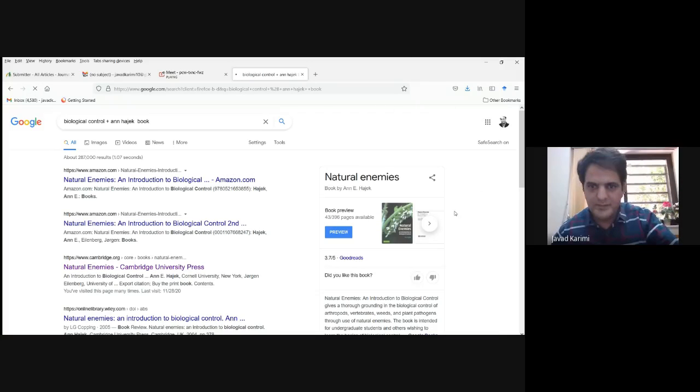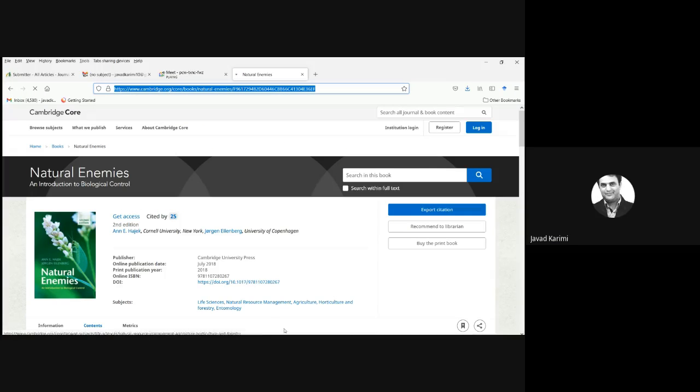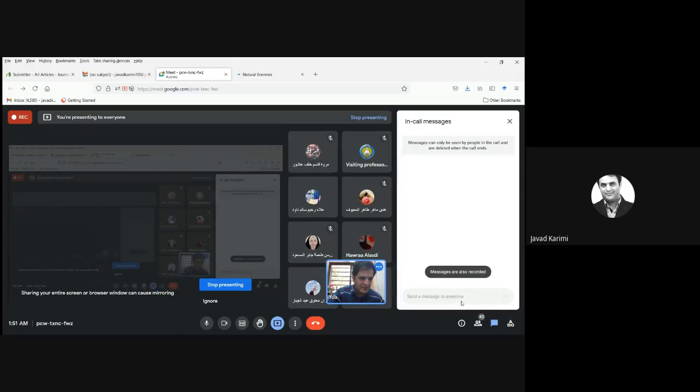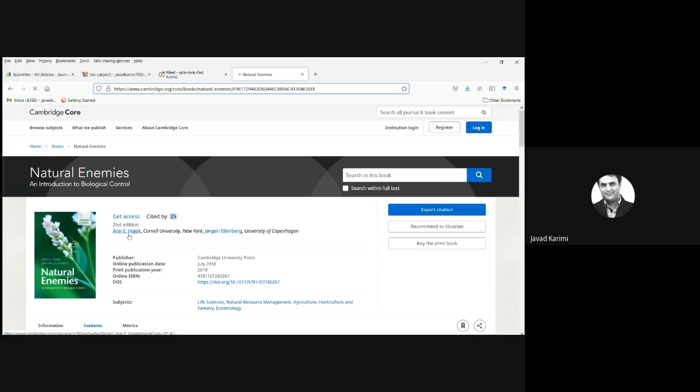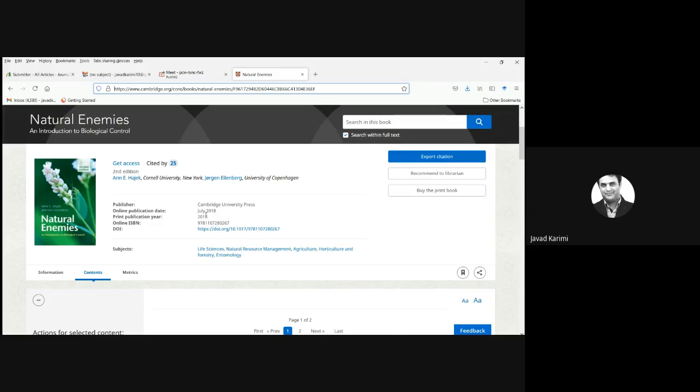This is the name of the book. This is the cover image of the book, and this is the main site for the book. It's published by Cambridge University Press. For both bachelor and master science students, this is a very good book to learn about natural enemy and insect biological control, which published by Professor Ann Hajek from Cornell University and Professor Eilenberg from University of Copenhagen. It's published 3 years ago, 2018, but at the moment I use this book as the main source for teaching.